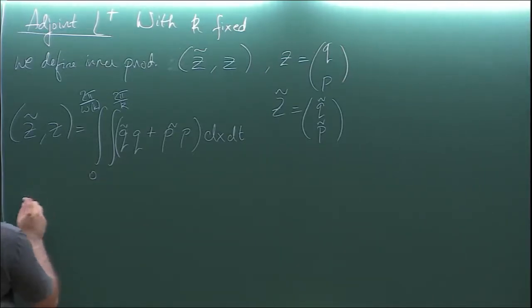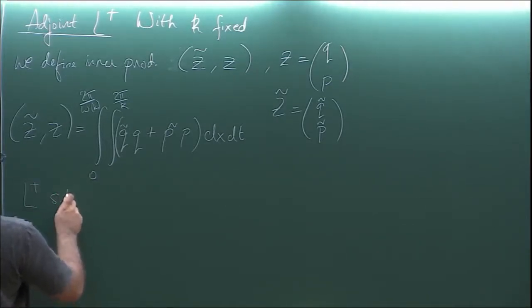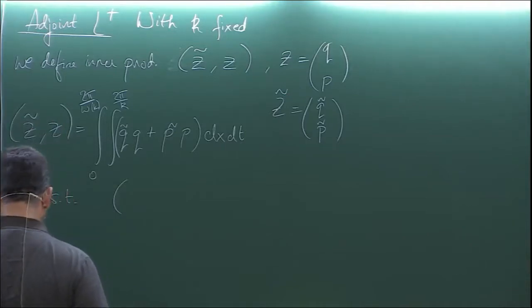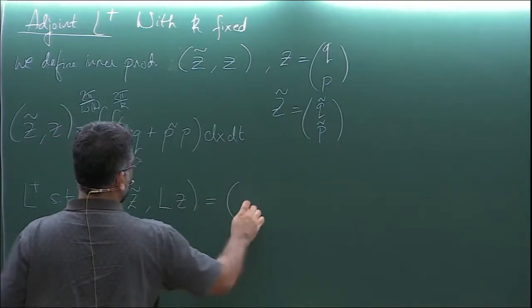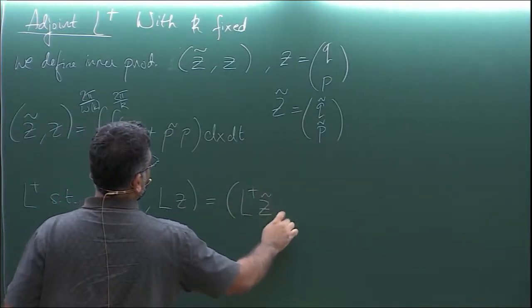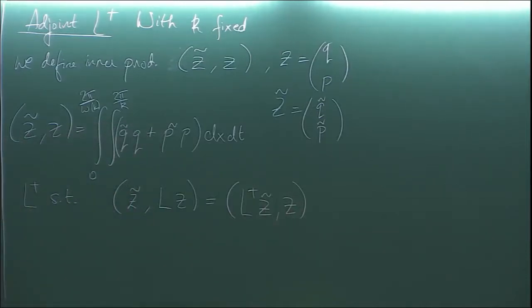With this, the adjoint, so L dagger, such that... which way do I do it? Z tilde LZ should be L dagger Z tilde Z. Once again, this is really an issue of integration by parts. You basically put this L inside the inner product and then pass the time derivative acting on the original variables to the time derivative acting on the tilde variables. And that just means what you need to do is integration by parts.